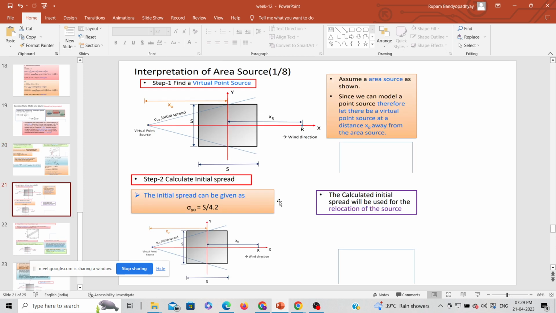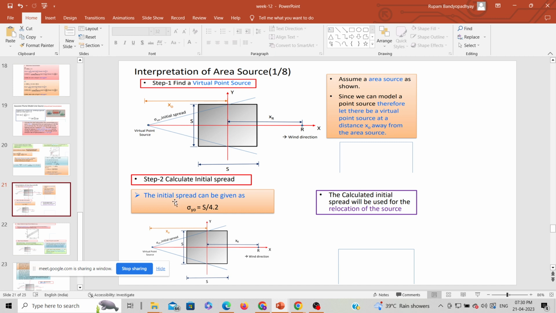Next is the area source. In this case, you have to calculate the virtual point. Suppose this is an area; a square area is generally considered, and this is one side. Basically, this area source is converted into a virtual point source, and then the concentration is calculated at the desired distance.